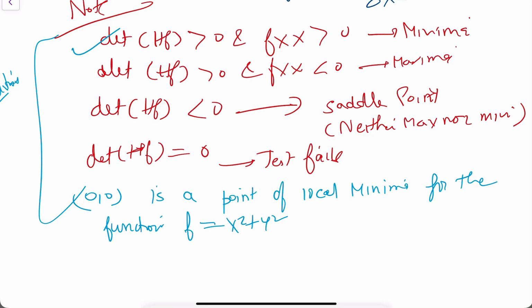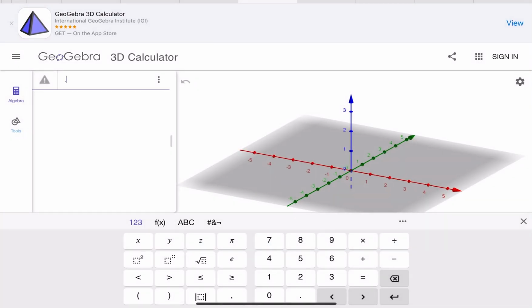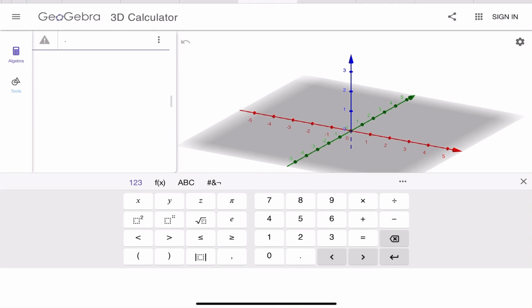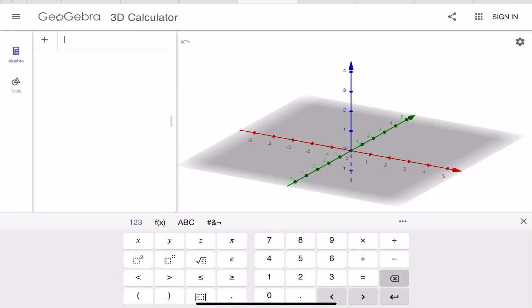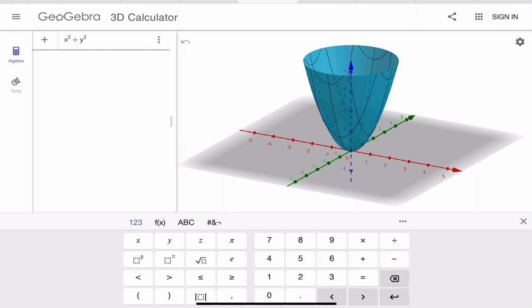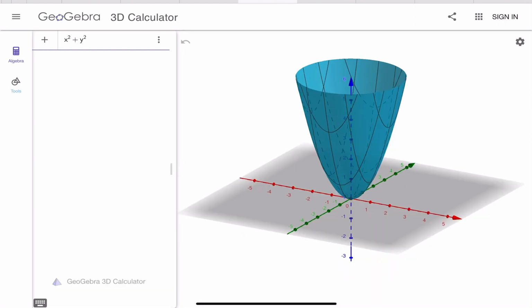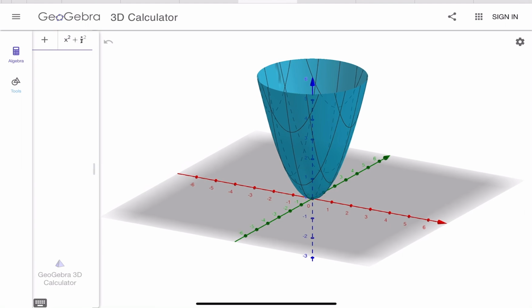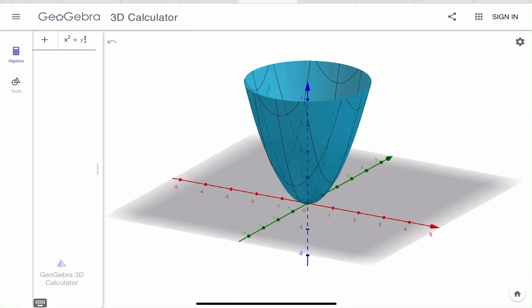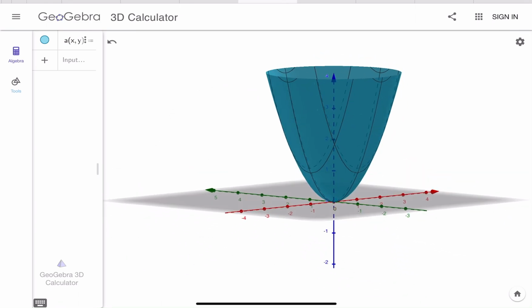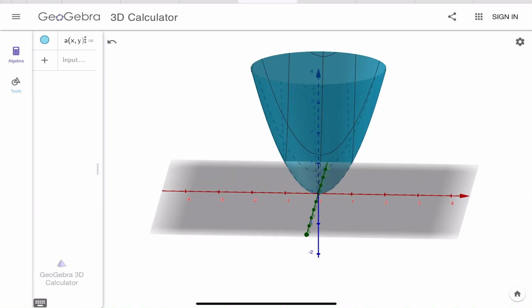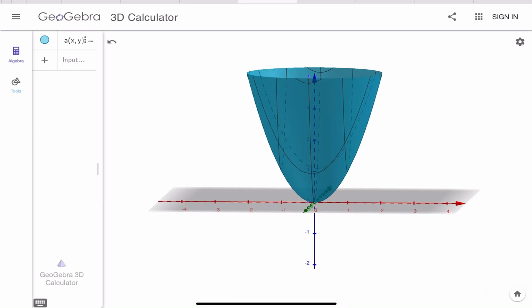So I'll open my browser, and this is my GeoGebra app. Let me just type the function here. The function is x square plus y square. Alright, so you got your function here. We will quickly see this function in a zoomed manner. This is your function x square plus y square. You can see it's like an ice cream cone.